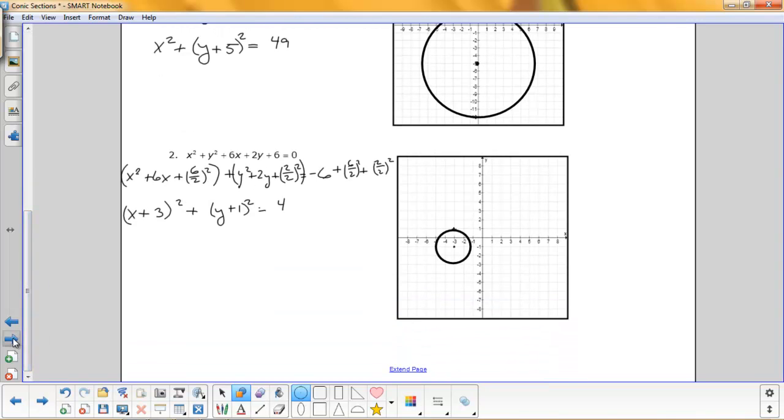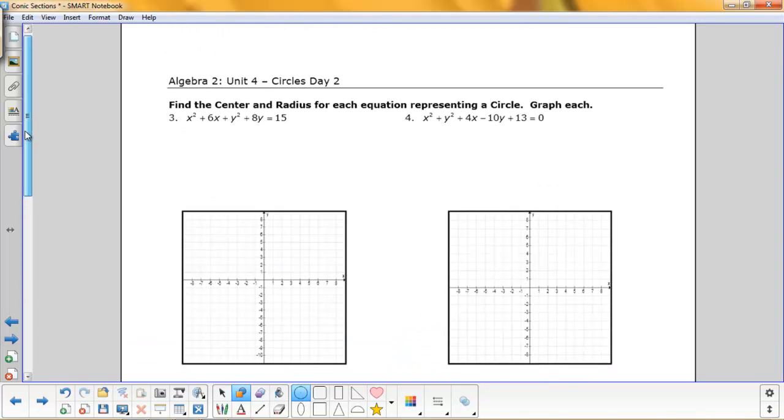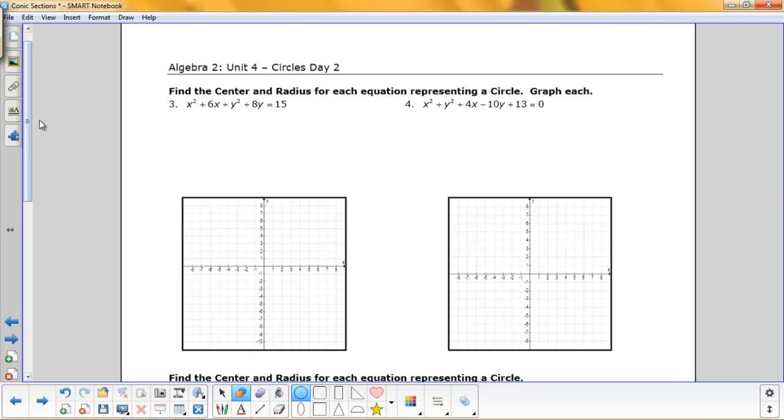On the next page, please practice these two prior to watching the video. Make sure that you have a correct understanding with the ability to do this rather than just copying what I do.